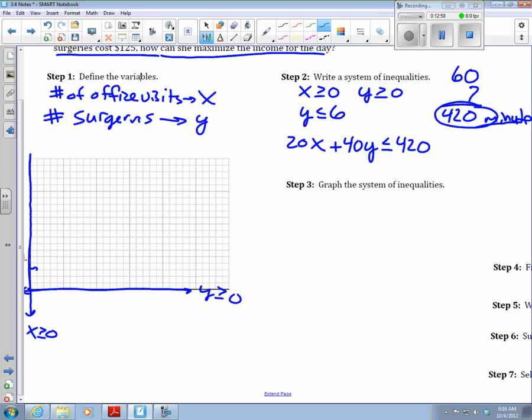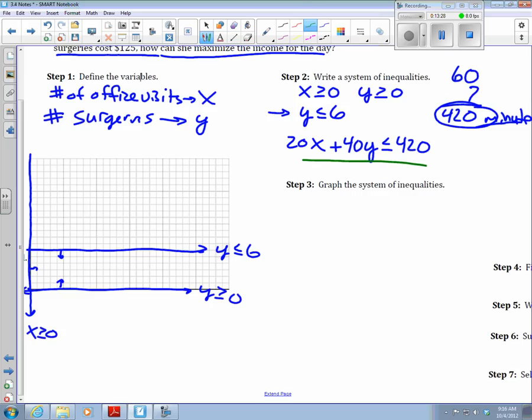And we also have this one right here. Y is less than or equal to 6. No more than 6 surgeries. 1, 2, 3, 4, 5, 6, right through here. So it's less than or equal to 6, so it's got to go below it. Greater than or equal to 0 for Y, got to go above it. So it's going to be in this tube right here, basically somewhere. I'll graph this last line right here in green.